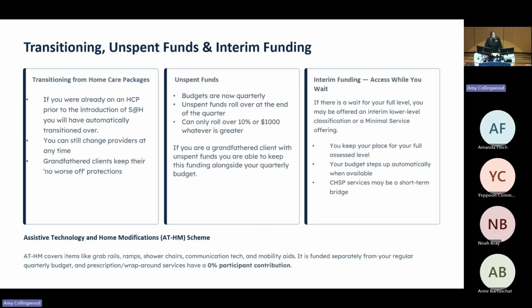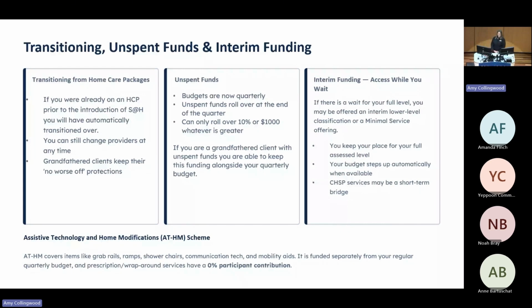I guess the biggest challenge a lot of people faced was when they were actually in the system before the reform rolled out. And then we had a whole group of clients, whether they were grandfathered, which meant that they were in the system before the 12th of September 2024, they were considered grandfathered clients and they were under a no worse off policy. So nothing really changed for them. They didn't have to make any personal contributions if they weren't already in the past. Anyone that came into the system after that date, we transitioned them automatically over to Support at Home.